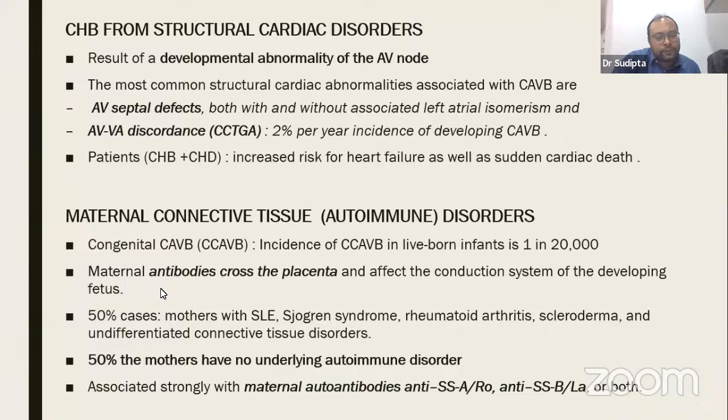And there is a high propensity of congenital heart block to be associated with the presence of anti-Ro or anti-La, that is anti-SSA and anti-SSB antibodies, in the mother.